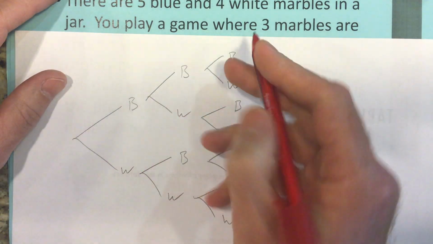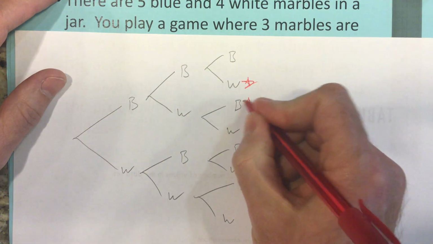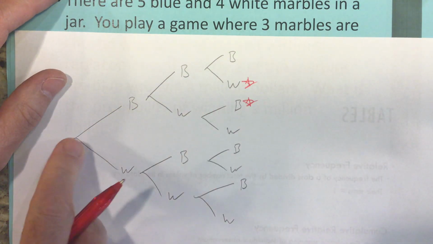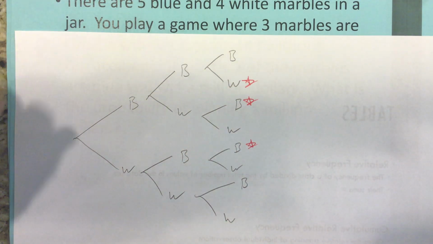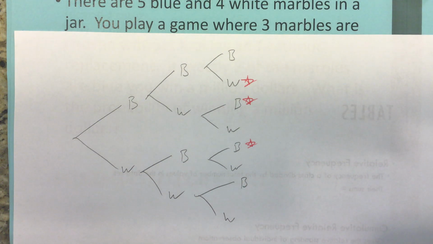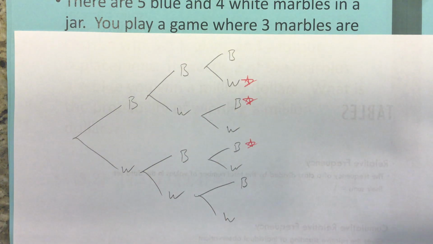Okay, so blue, blue, white, I'm interested in that one. Blue, white, blue, that's a good one, that would win. Nope, that's a loss. White, blue, blue works. And the rest would not win, right? Those are the 3 outcomes in my sample space where I have exactly 2 blue marbles. So now let's fill in the branches.